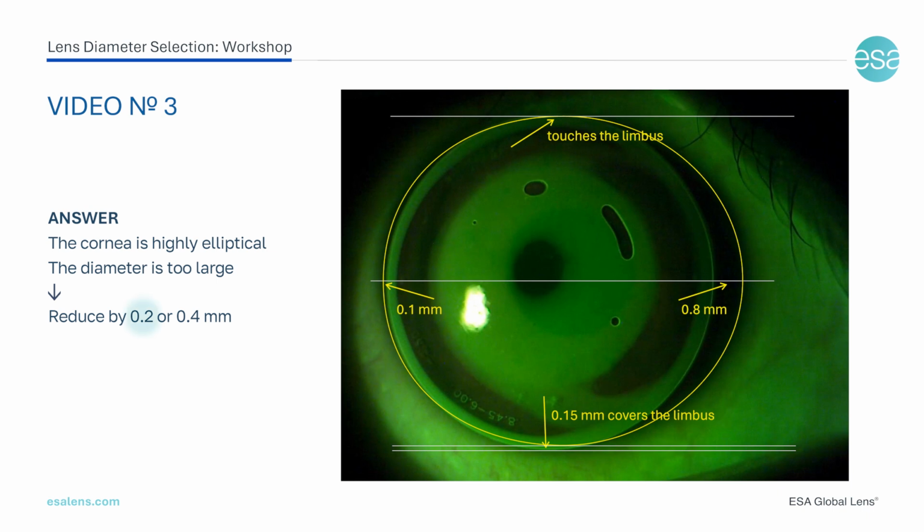By starting with a 0.2 mm reduction, we hope to achieve a minimal vertical limbal gap of at least 0.1 mm per side. If limbal touch persists, however, or the patient's vision is undercorrected, a further 0.2 mm reduction will be necessary.